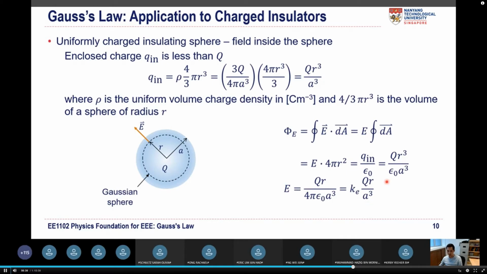And when your R is A, what will happen? When R is A, then the charge enclosed inside is going to be the same as the total charge Q, and at that point it's going to be the electric field on the surface of this uniformly charged insulating sphere.